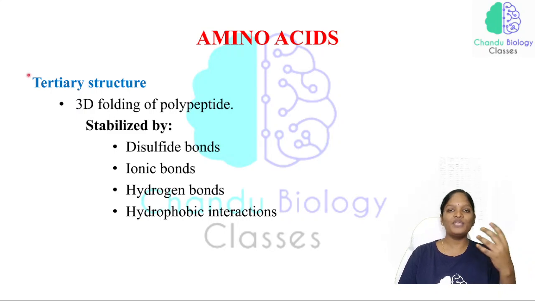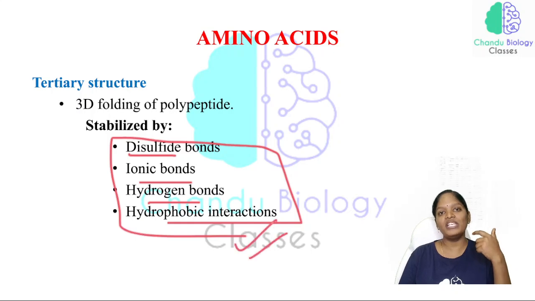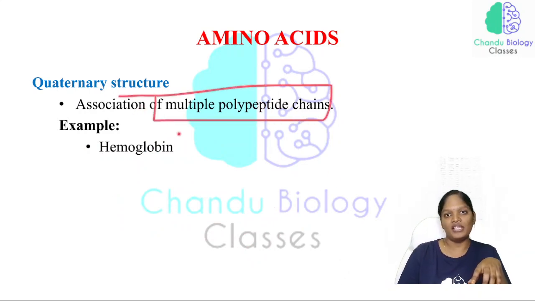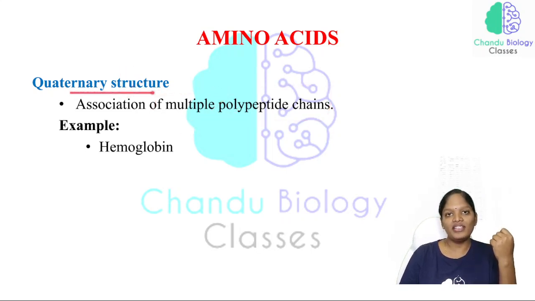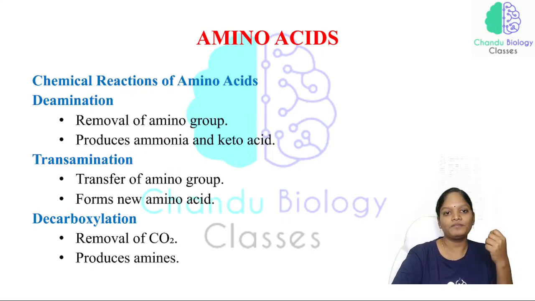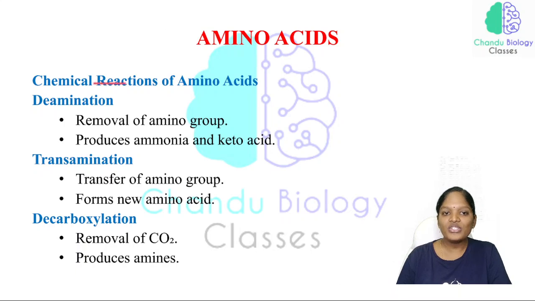Now what are the bonds involved in stabilizing the tertiary protein structure? Disulfide bonds, ionic bonds, hydrogen bonds, and hydrophobic interactions. All of these bonds are involved in stabilizing the tertiary structure. And the quaternary structure is the association of multiple polypeptide chains. Many polypeptide chains associating altogether, we call a quaternary structure, and an example for this quaternary structure is hemoglobin, again a protein. Now, what will be the chemical reactions of amino acids? So, for the chemical reactions of amino acids, we have different types of chemical reactions.